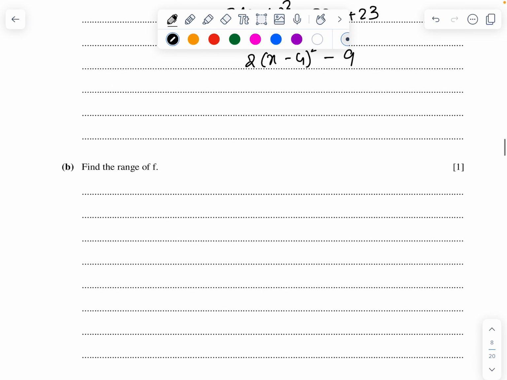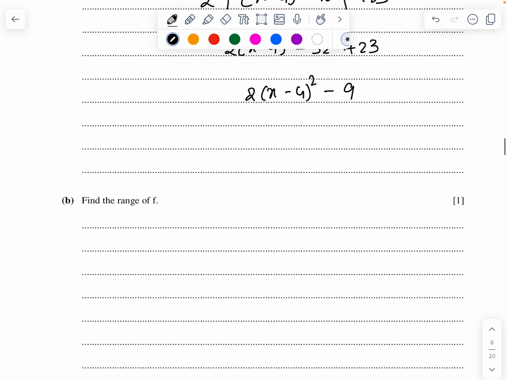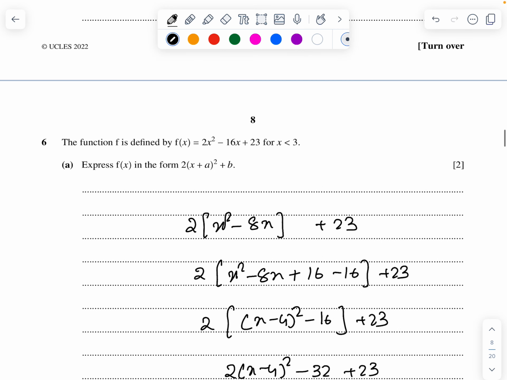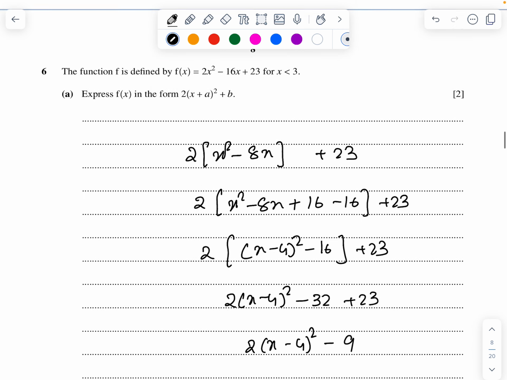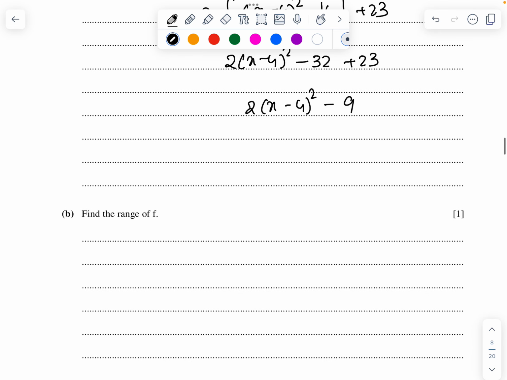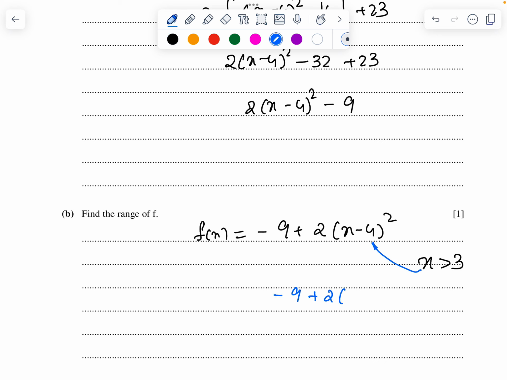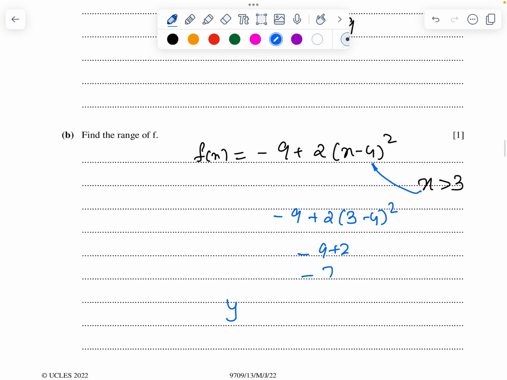Find the range of f. What is the range of f? Now we know that f of x can be written as minus 9 plus 2 times x minus 4 whole squared. But the domain is x is greater than 3. If I plug in x equals 3, it becomes minus 9 plus 2 times 3 minus 4 whole squared. So it becomes minus 7. So my range will be always greater than minus 7.